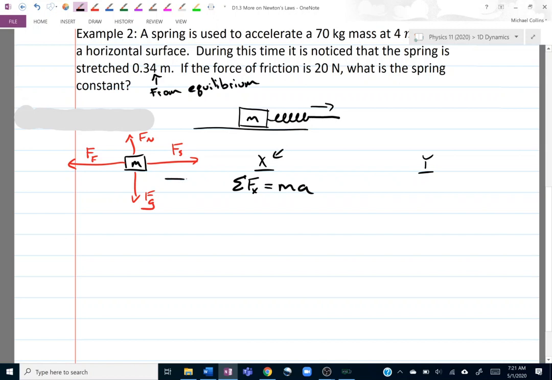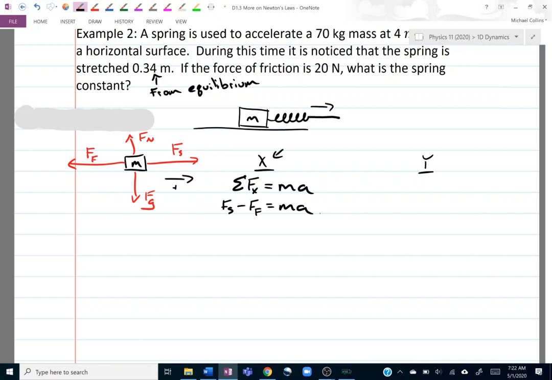I'm going to decide that I'm accelerating to the right because I'm getting pulled by the spring to the right, so that direction is going to be positive. That's my sign convention, which means I've got a positive force from the spring, a negative force from friction, and that's going to be equal to my mass times my acceleration. And what I want to do is keep trying to manipulate this equation until I only have one unknown. Once I have one unknown, then I can rearrange it to solve for that unknown and find it.